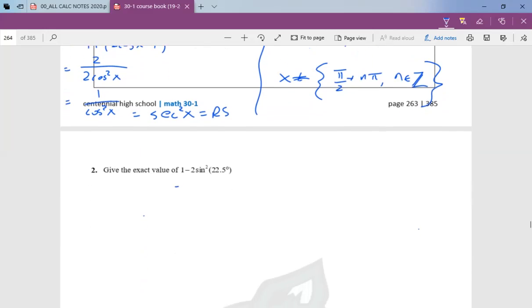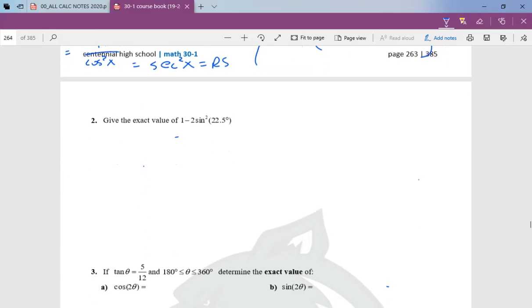Number 2, give the exact value of 1 minus 2 sine squared of 22.5 degrees. 22.5 degrees isn't anything that we really know exact values for. We know all of our multiples of 30s and 60s and 45s, and that's really it. If we're working in degrees, that's not one that we know, of course. But hopefully you're recognizing that 22.5 is half of 45.